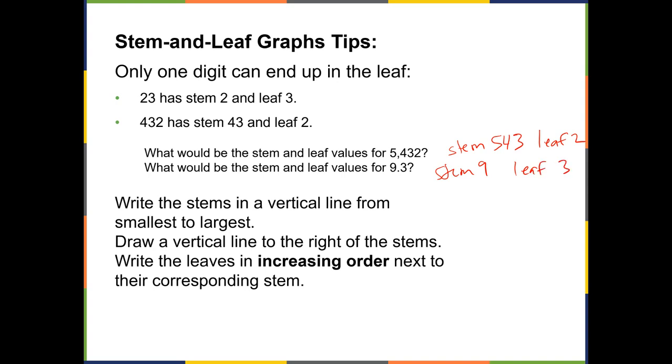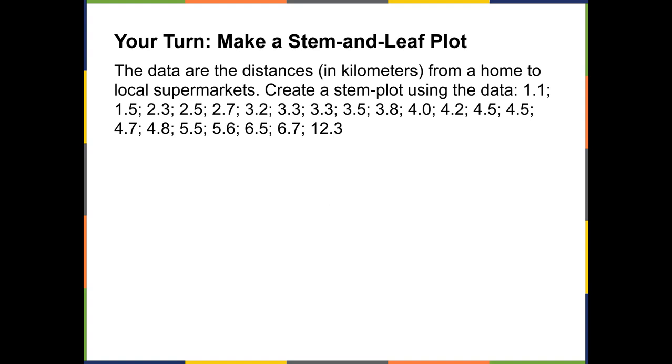When you write the stems, you want to write them in a vertical line from the smallest value to the largest. Then draw a vertical line to the right of them, and write the leaves in increasing order from smallest to largest. So let's try this out by making our own stem and leaf plot. I'd like you to do this in your notes. I'm going to put my computer flat so I can do this a little better. Why don't you pause the video right now, try doing the stem and leaf plot, and come back and we'll do it together and go over it.